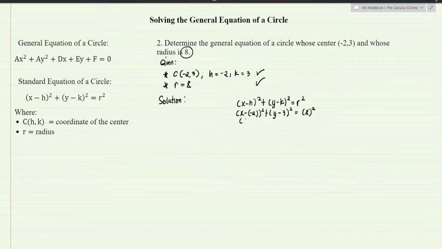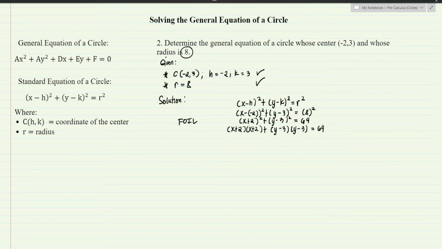Simplifying the first term, I would have x plus 2 squared. Then copying the second term, y minus 3 squared. Then on the right side of the equation, 8 squared would be equal to 64. The next step here is to expand our binomial. So I can rewrite x plus 2 squared as x plus 2 multiplied by x plus 2. And y minus 3 squared will be equal to y minus 3 multiplied by y minus 3, then equal to 64. Now, we will apply the FOIL method to these two terms on the left side of the equation.